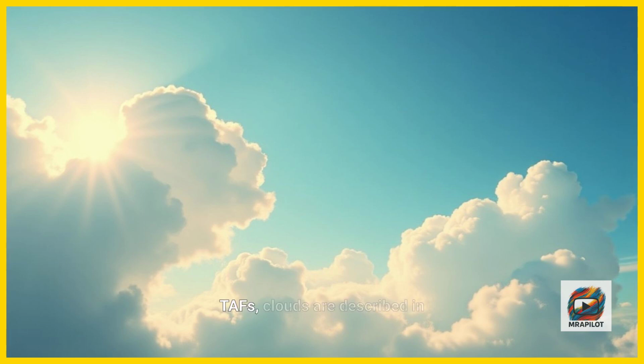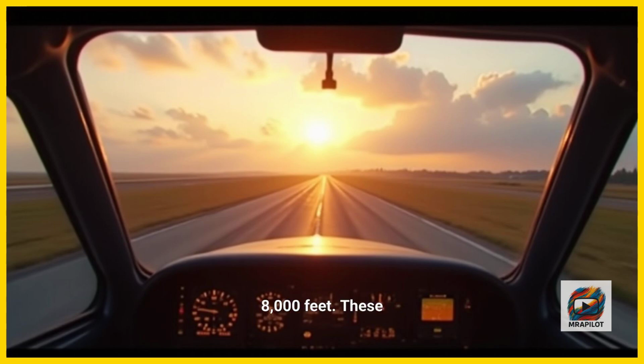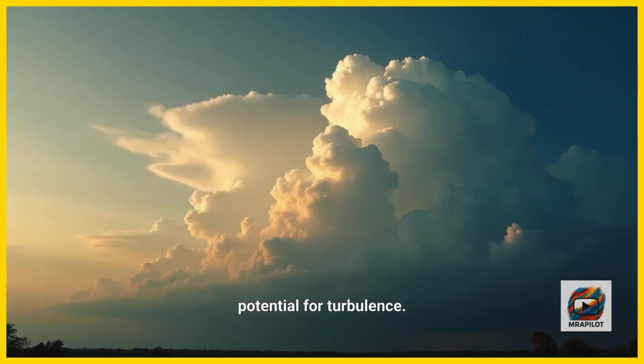In TAFs, clouds are described in terms of coverage, few, scattered, broken, overcast, and altitude, in feet above ground level. For example, BKN080 means broken clouds at 8000 feet. These descriptions help pilots assess visibility and determine whether they will need to rely on instrument flight rules, IFR, for approach and landing. Cloud cover in the TAF also indicates the potential for turbulence.